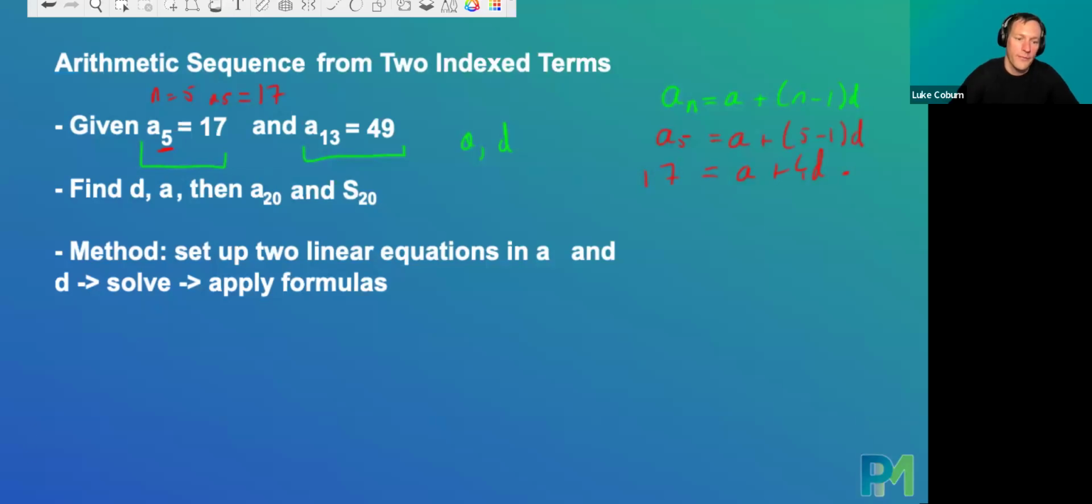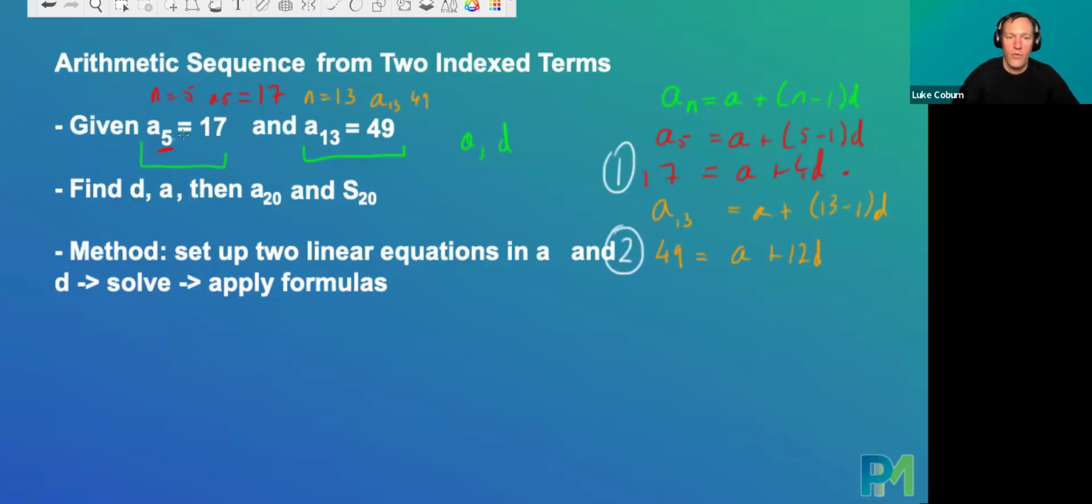Then we look at the second term. And for the second term, we have N is equal to 13, and we have that A13 is equal to 49. So this is going to be A13 is equal to A plus 13 minus 1 times D. And we know A13 is 49. So this is 49 is equal to A plus 12D. So this first thing that I have here, let me call it number 1 and call this number 2.